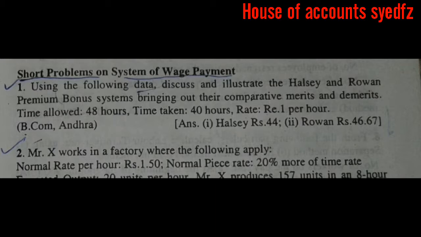Using the following data, discuss and illustrate the Halsey and Rowan's premium bonus system. Bring out their comparative merits and demerits. Time allowed is 48 hours, time taken is 40 hours, and the rate is 1 rupee per hour. So we have to calculate the Halsey and Rowan's premium bonus system.